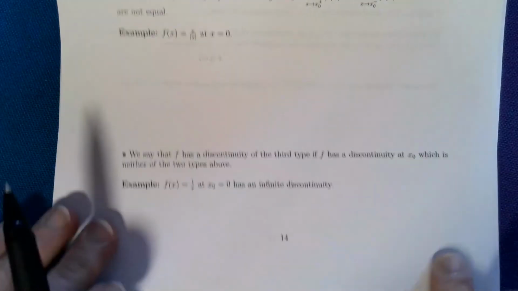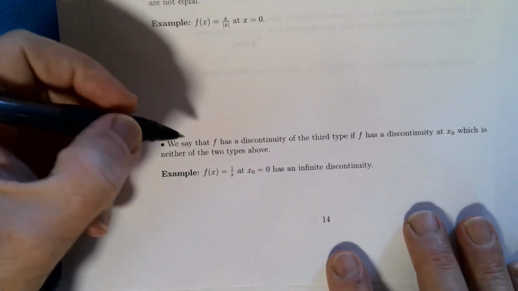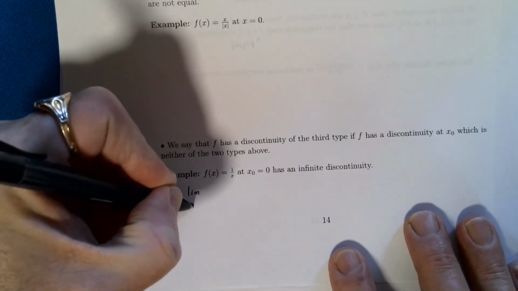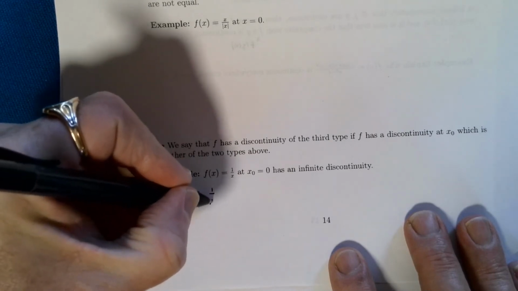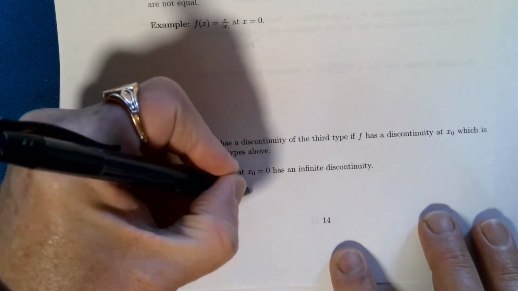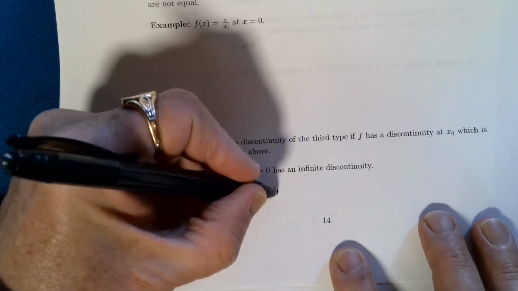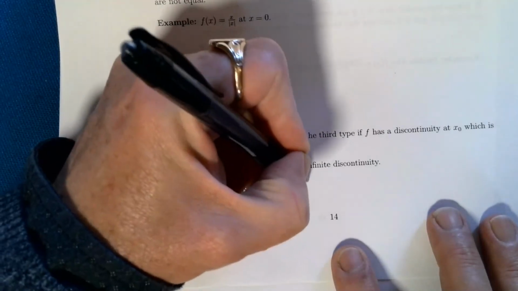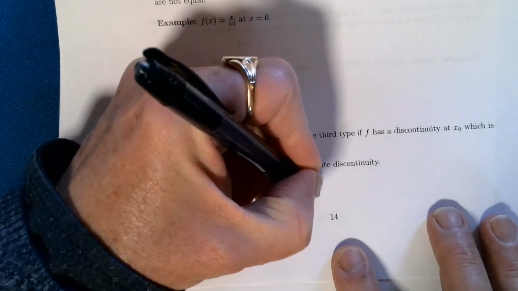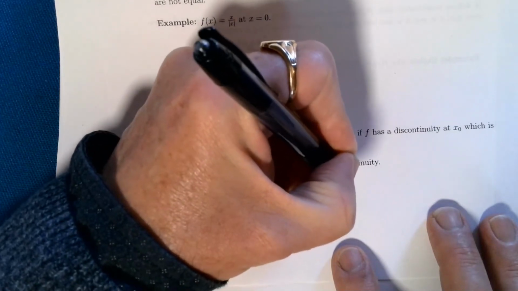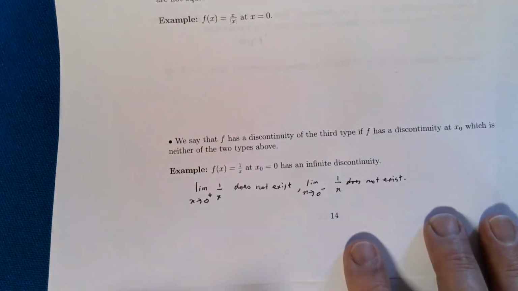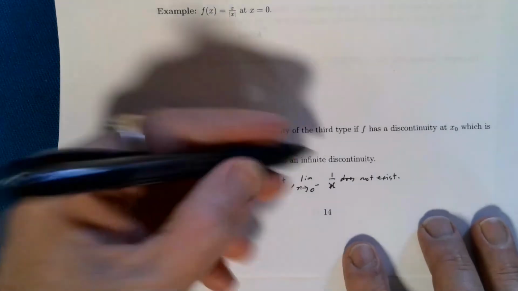So if it's not removable and it's not a jump discontinuity, then it's one of the third type. Obviously this one's not going to work here, because the limit as x goes to 0 of 1 over x does not exist. And in fact, if you go from above, it doesn't exist. And if you try and go from below, it doesn't exist. And so it's neither of the above. It's not removable, it's not a jump discontinuity, it's an infinite discontinuity.